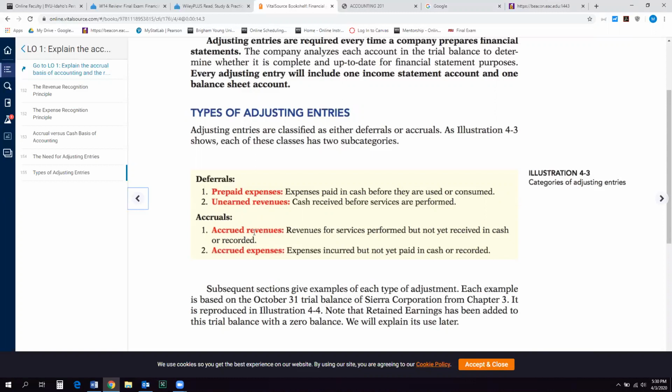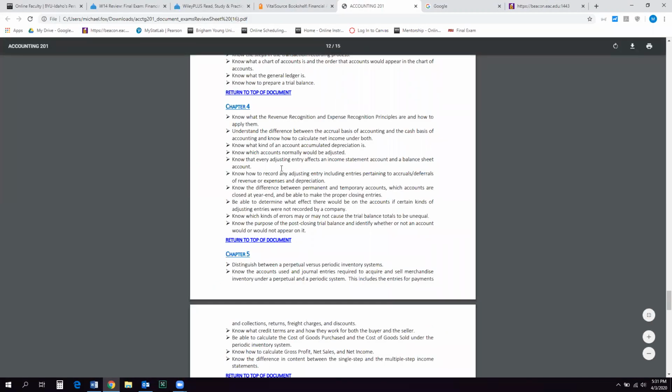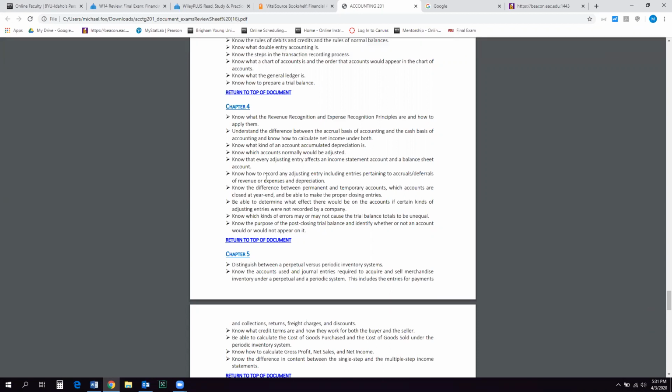Accrued revenues. We're going to debit an asset like an account receivable. There's our balance sheet account, and credit revenues, which is an income statement account. And accrued expenses, we're going to debit our expenses, which is an income statement account, and credit our liability account, such as salaries payable or something like that. Now, how to record any adjusting entry, including entries pertaining to accruals, deferrals of revenue or expenses, and depreciation. So I just kind of went over that, and you might want to review that again.